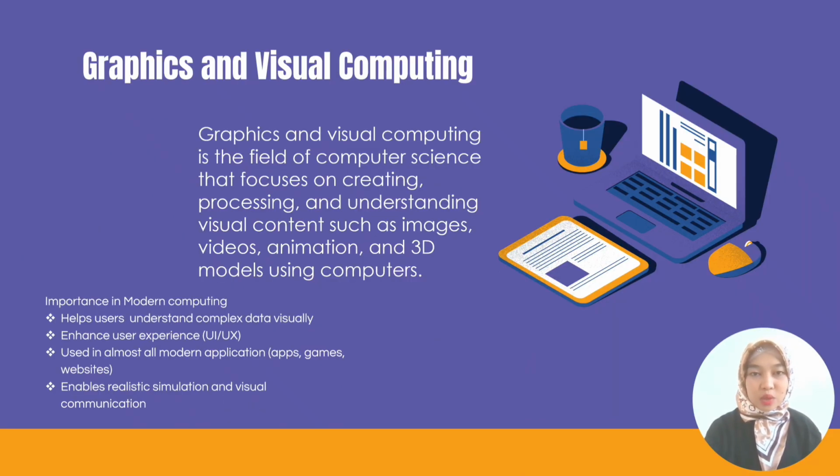So what is graphics and visual computing? Graphics and visual computing is the field of computer science that focuses on creating, processing, and understanding visual content such as images, videos, animation, and 3D models using computers. Its importance in modern computing is that it helps users understand complex data visually, enhances user experience (UI or UX), and is used in almost all modern applications like apps, games, and websites. It enables realistic simulation and visual communication.